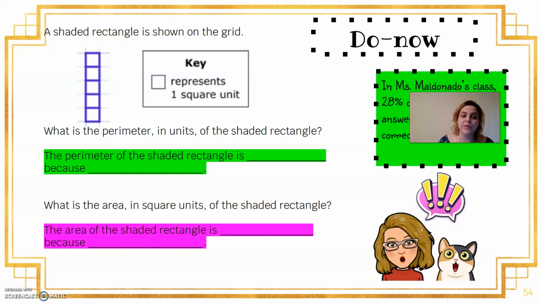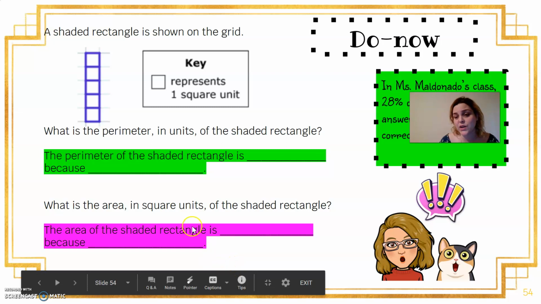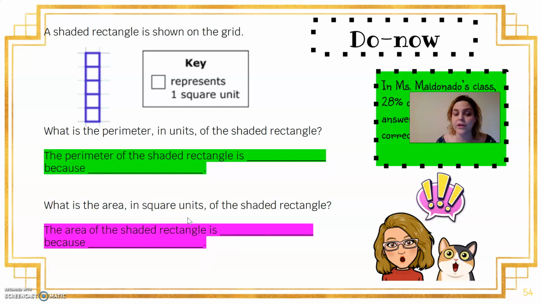For area, remember that's represented in square units, so I literally can just count my square units: 1, 2, 3, 4, 5. The area of the shaded rectangle is 5 square units because I counted the number of square units, or I could write an equation.